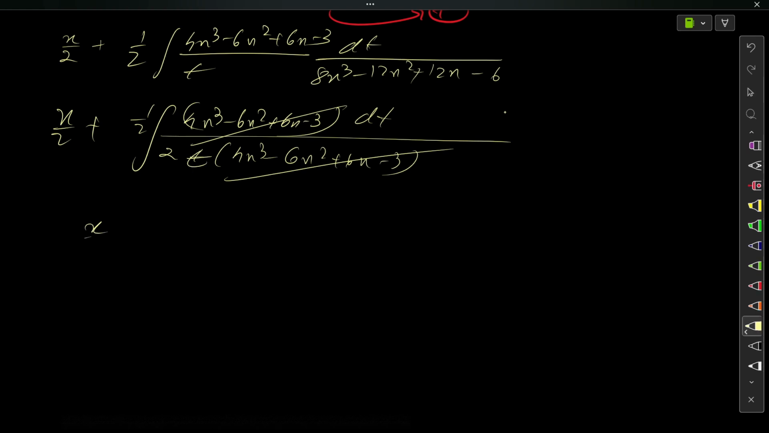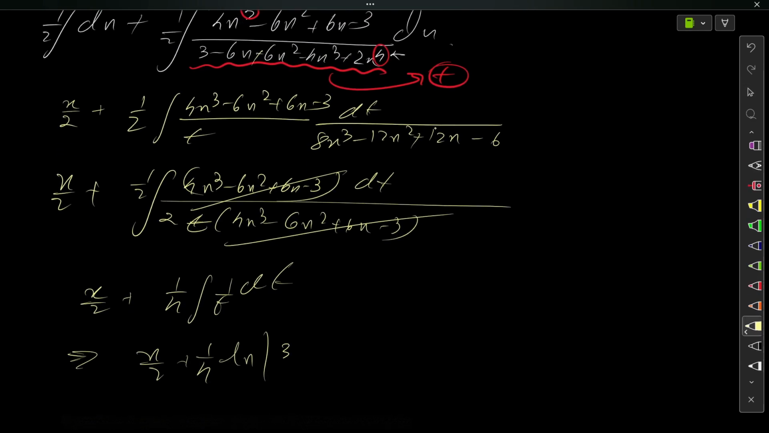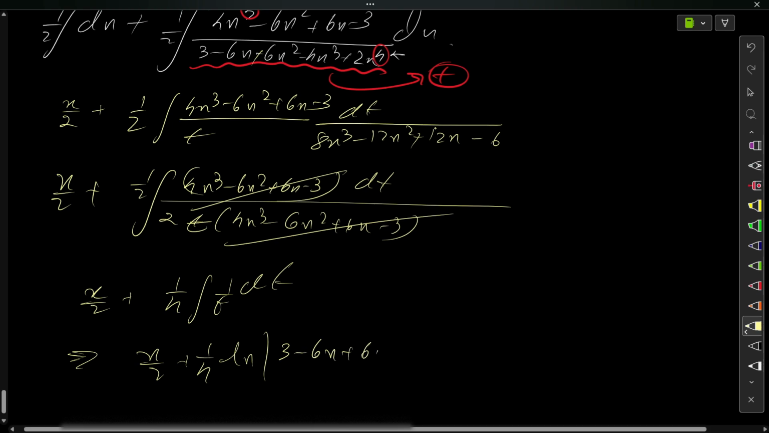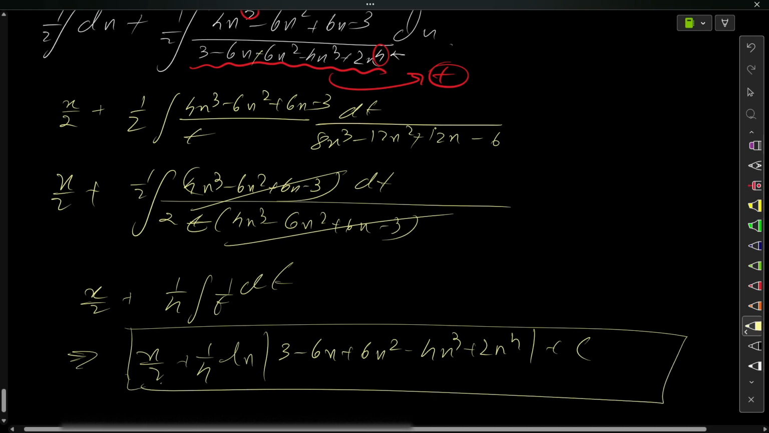So this would be x by 2 plus 1 by 4 integral of 1 over t dt. So we are left with x by 2 plus 1 by 4 ln mod of t. Now what's t? That is 3 minus 6x plus 6x squared minus 4x cubed plus 2x to the power of 4, plus c. And here's our answer.